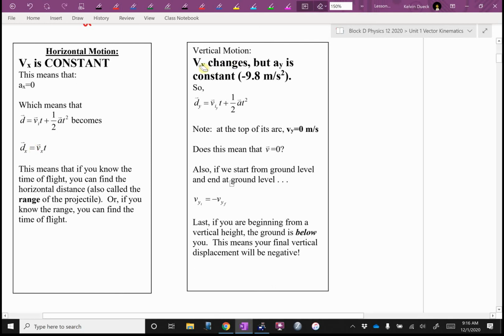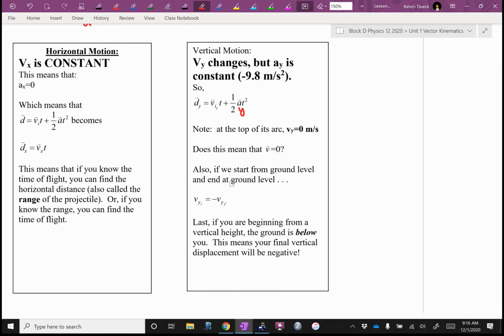Vertically, Vy changes. Ay is a constant. It's negative 9.8. It's not changing. But because there is an acceleration, Vy is going to change. That's why I always put the little initial there. So d equals Vit is going to be dy equals Viy, t plus a half a. You know what? I should have even put a little y on the a there, t squared. Why don't I put a y on the t? Scalar, who cares? It can go in any equation.